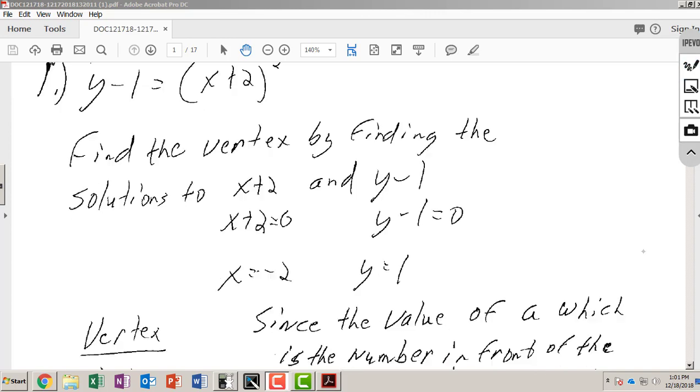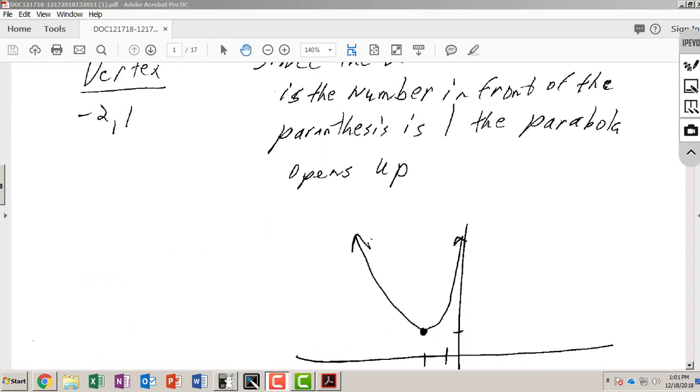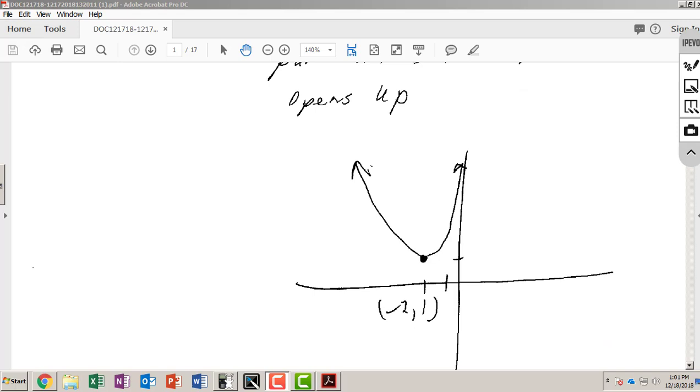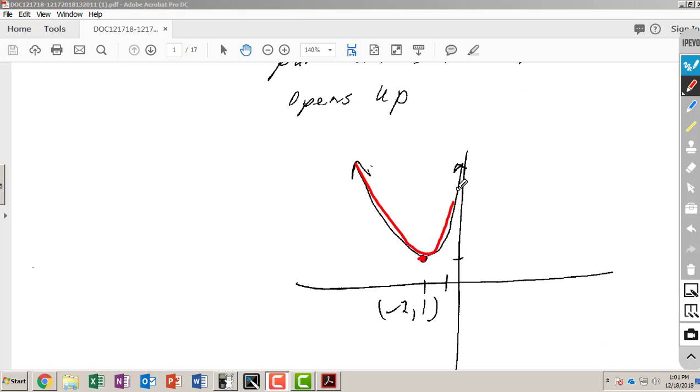Since it opens upward, I go to my vertex and draw my point at negative 2 and 1. Then I draw my parabola so that it's opening upward.